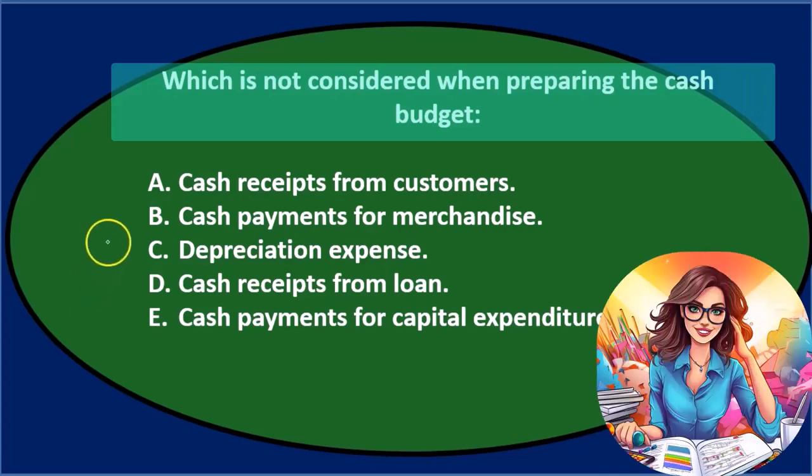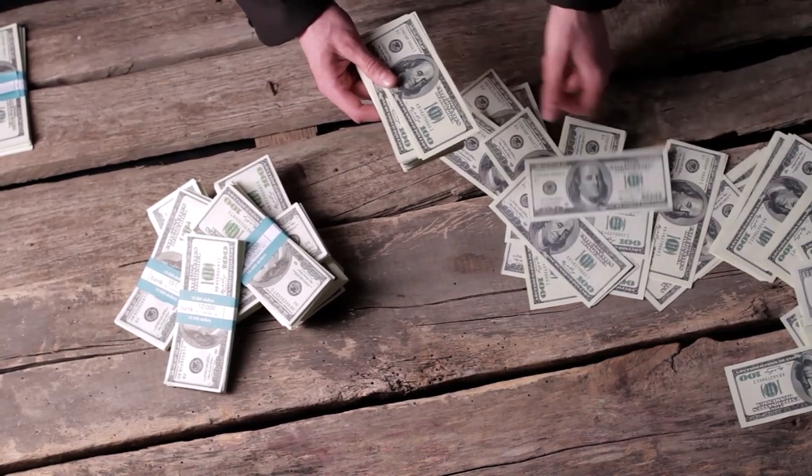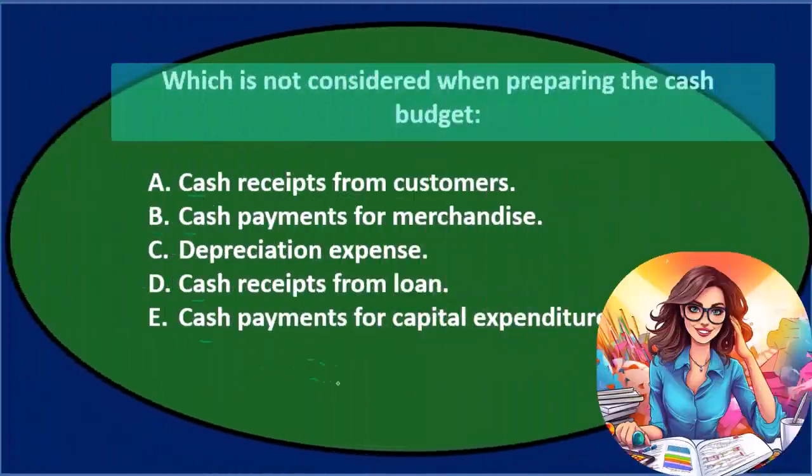Now, notice, just looking at all these, we can see that one word is the same and it happens to be the starting word of each of these. Cash receipts, cash payments. That's what a cash budget does. We have cash receipts and cash payments. So many times cash is being received or paid. It could say cash received, cash paid, and it would probably have to be on the cash budget because cash is involved.